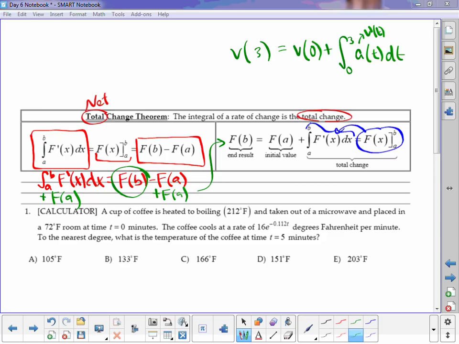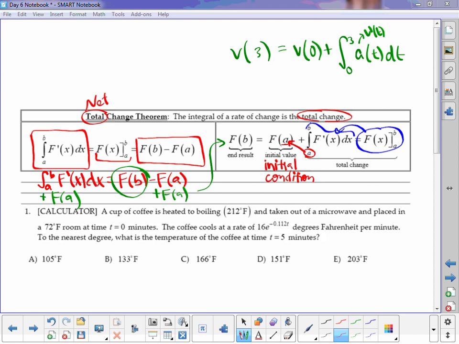But this fundamental theorem of calculus is basically just for rewriting it, so that I can have my end result is equal to that initial value, or we've been writing initial condition, plus the change between that a and b. Now notice that this is always my lower bound. Okay, so if I want to use this, it has to be the lower bound of my interval.